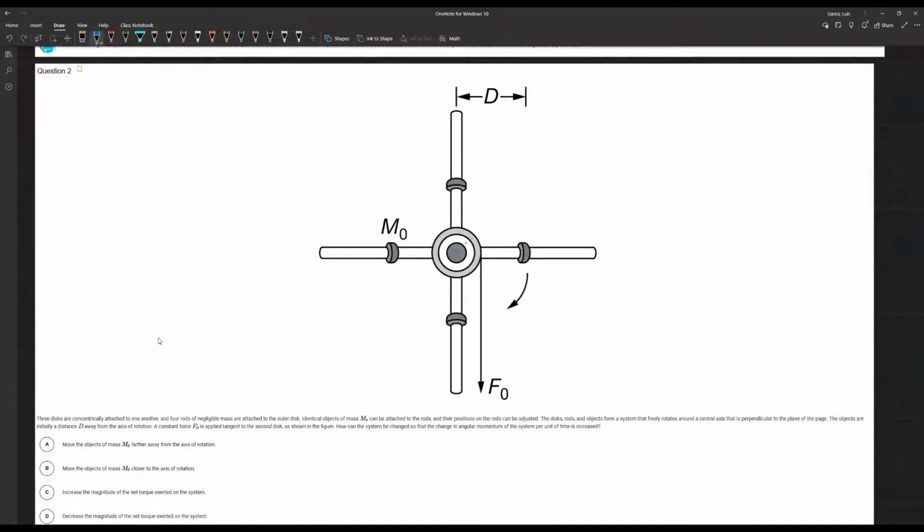The objects are initially a distance d away from the axis of rotation. A constant force F naught is applied tangent to the second disc as shown in the figure. What the heck? Where's the third disc then? Because they're calling this guy the second disc. How can the system be changed so that the change in angular momentum of the system per unit time is increased? Okay, so let's see here what we're thinking.